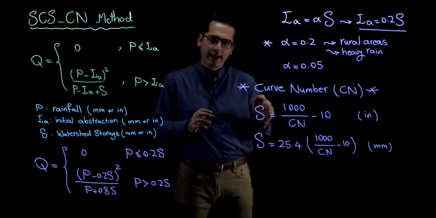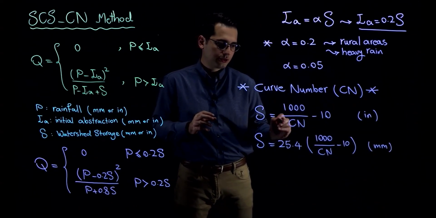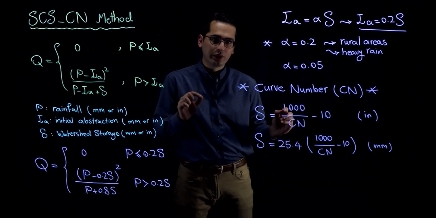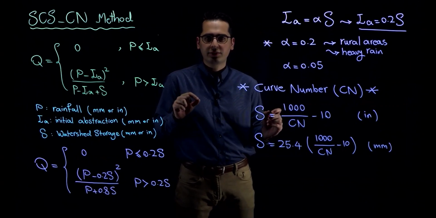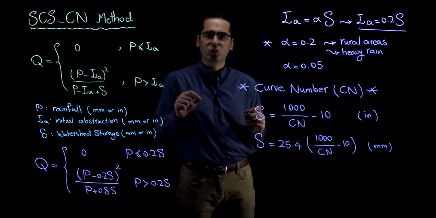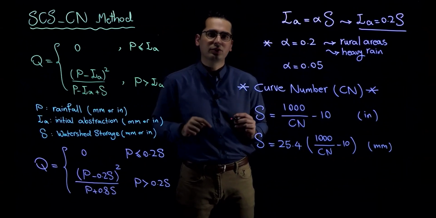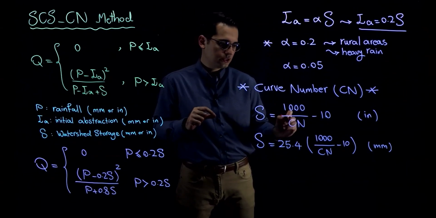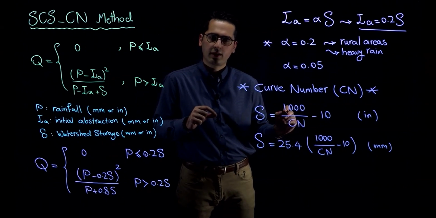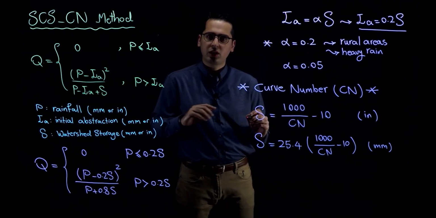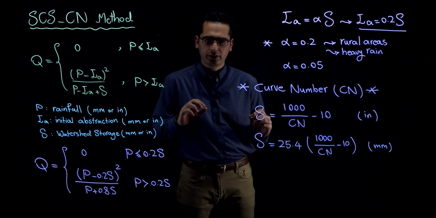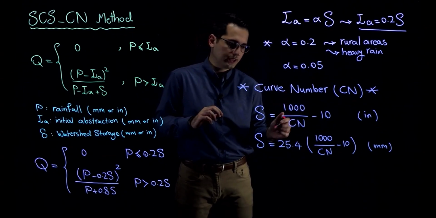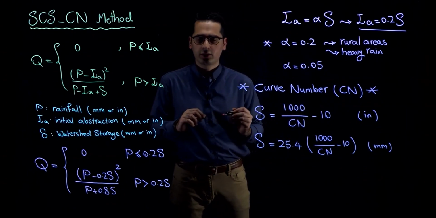Watershed storage, or S, depends on the value of curve number. And the value of curve number, which is a unique number, depends on different characteristics of your watershed or the study area that you're considering. For example, land use and land cover changes the value of curve number. The soil distribution across your watersheds, across your study area, changes the value of curve number, and some other factors that can affect this curve number value.